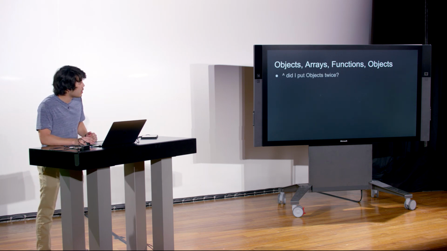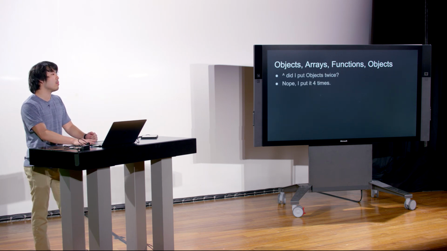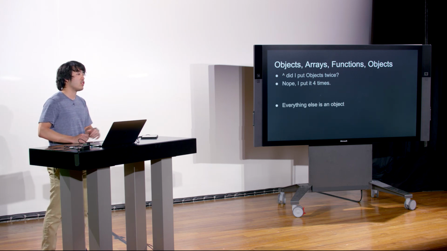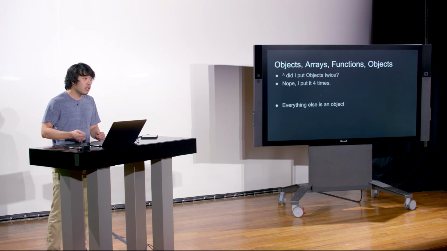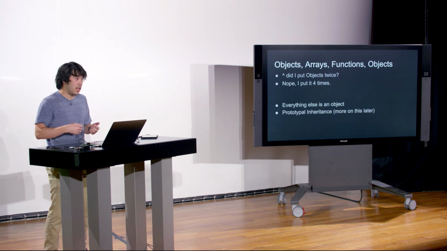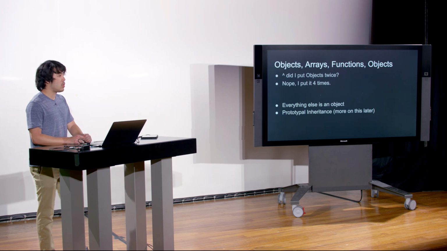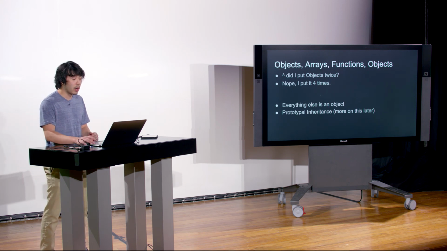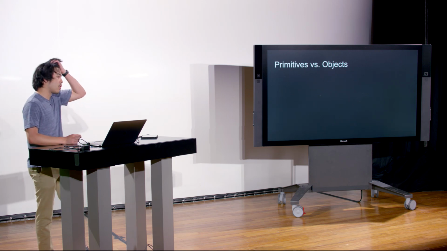It looks like I put objects twice there, but I actually put it 4 times. So JavaScript has this weird thing where if it's not one of those primitive values, it's an object. And so we'll talk about this thing in a little bit called prototype inheritance, which talks about how these objects inherit from each other and how they actually work under the hood. But first, let's compare those 2 types.